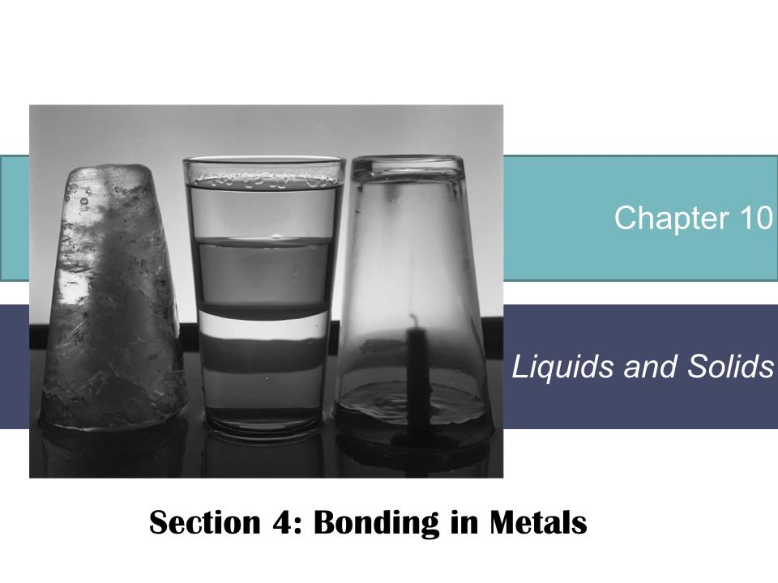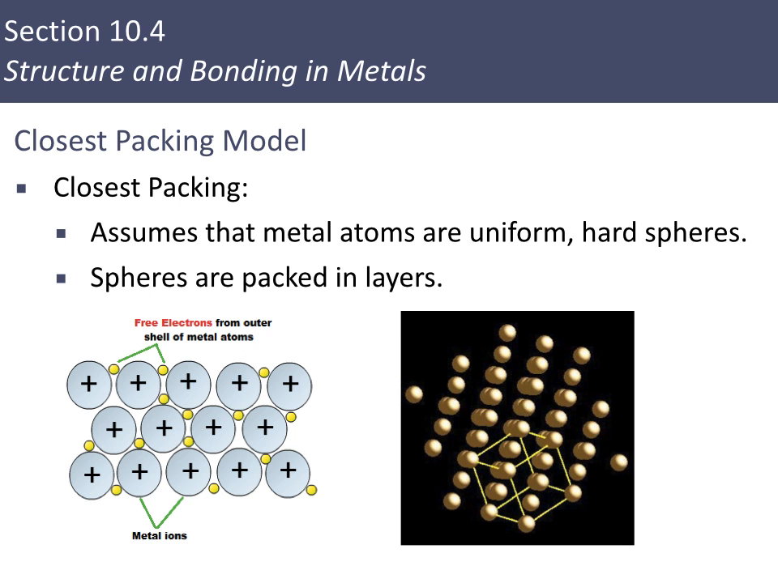Section 4 goes into more detail on the bonding in metals. Metals are characterized by high thermal and electrical conductivity, their malleability, and also their ductility. These properties can be traced to what is considered non-directional covalent bonding found in metallic crystals. So let's talk a little bit more about that.